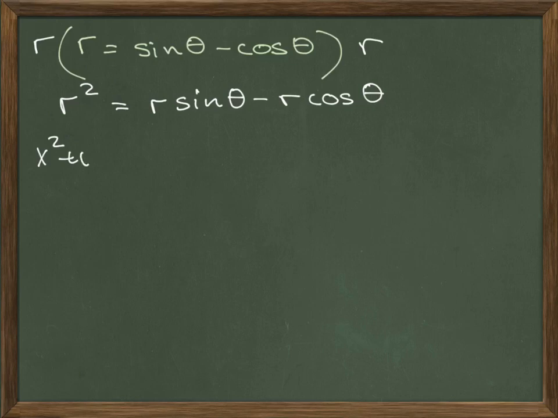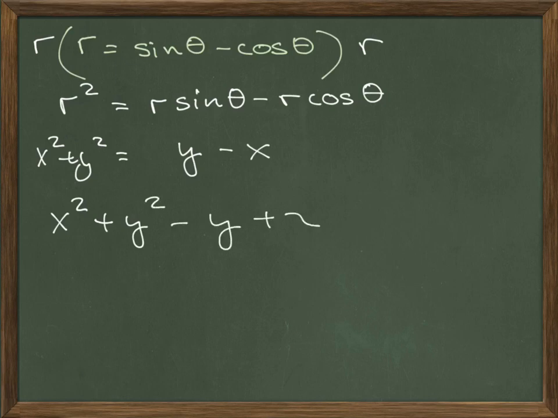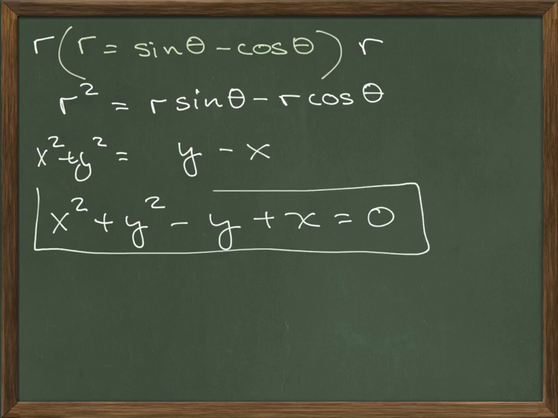So now we're doing the conversion. X squared plus y squared equals r sine theta is y minus x. If you want to set it equal to 0, bring to the other side, you get x squared plus y squared minus y plus x equals 0. Done. You are. Let's do one more.